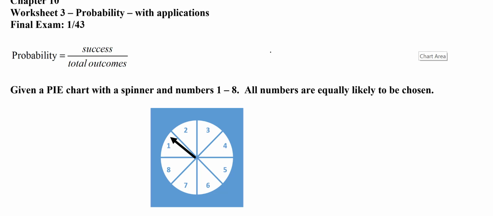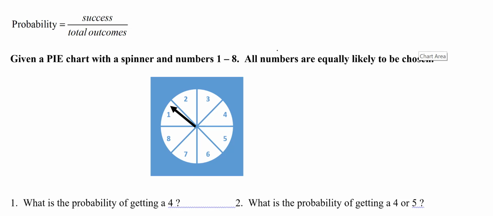So if I gave you a pie chart, okay, so here's a pie chart. You can see it's broken up into 8 different sections, right? So I give you a pie chart with a spinner. That's that black line there. And basically, you hit the spinner, it goes around, and it picks a number 1 through 8 for you. Every number is equally likely to be chosen. Okay, so the probability is the same for each number.